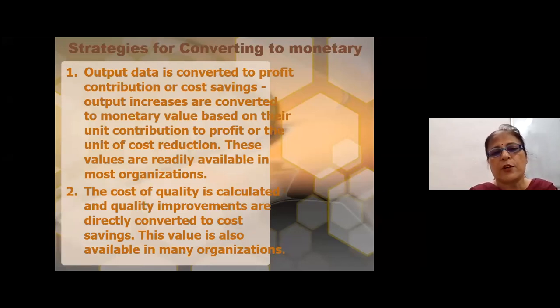Output data is converted to profit contribution or cost savings. Output increases are converted to monetary value based on their unit contribution to profit or the unit of cost reduction. These values are readily available in most organizations. The cost of quality is calculated and quality improvements are directly converted to cost savings. This value is also available in many organizations.